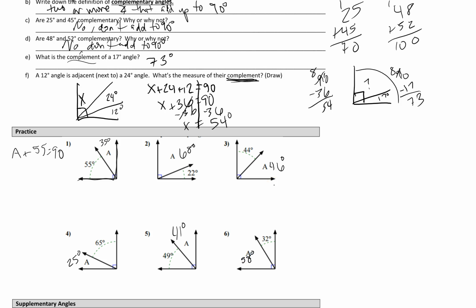All right, once you have finished those, you can restart the video and check your answers. All of these numbers will be the missing parts that make these complementary angles work. So all of these make them add up to 90.